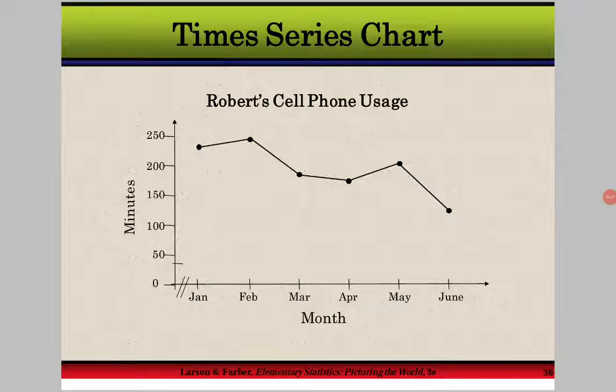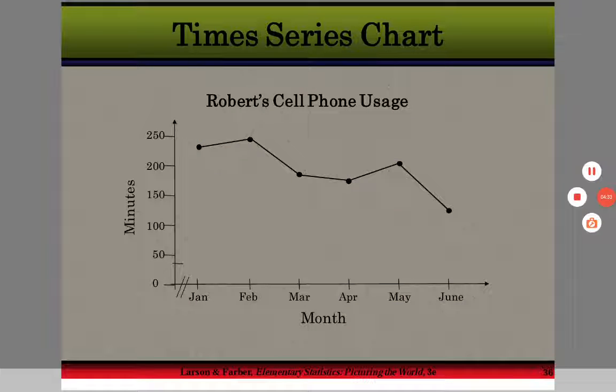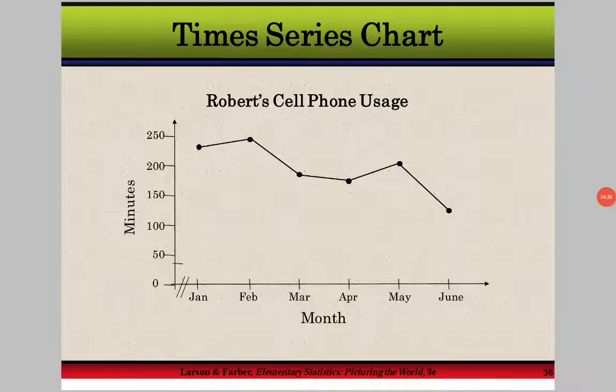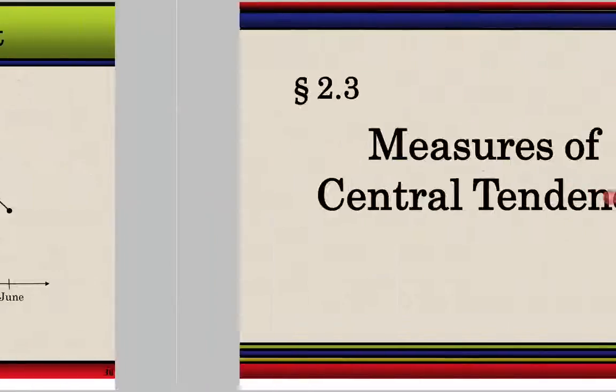A time series is also called a line chart, where each dot is simply connected with the next dot. In this case, in the x-axis we take months, whereas in the y-axis we take minutes, generally in numeric values. So this is the example for using a time series chart.